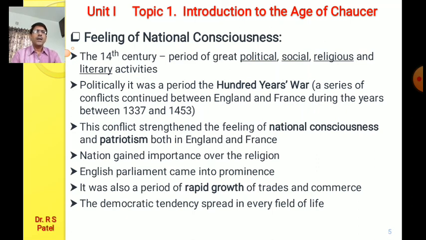So in the next lecture we shall continue with the characteristics of the age of Chaucer, and try to understand the total scenario of the age of Chaucer. Okay, so with this point we pause here, not stop but pause here, to continue with the characteristics of this age. The first one is the feeling of national consciousness. We'll begin with that topic in the next lecture.